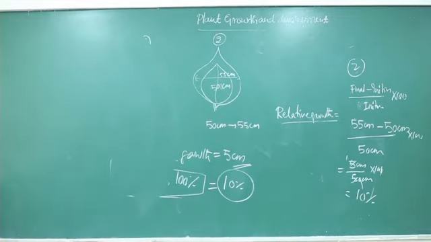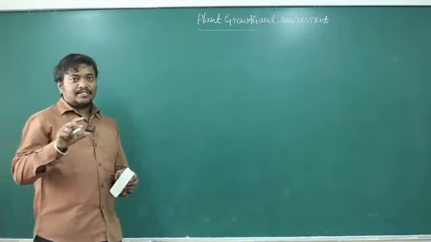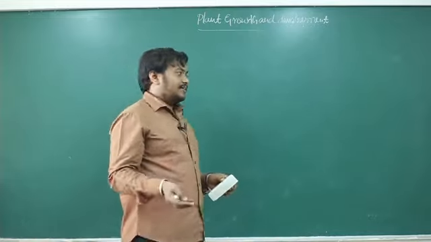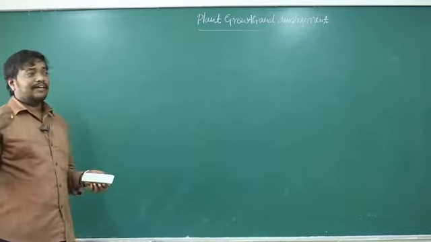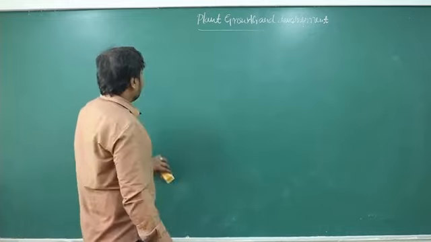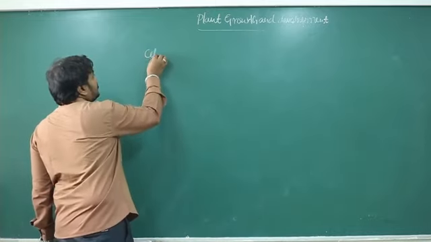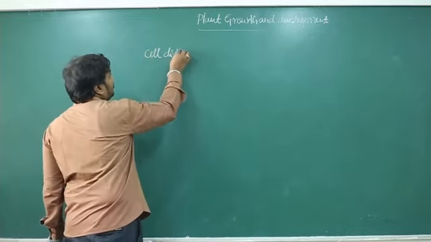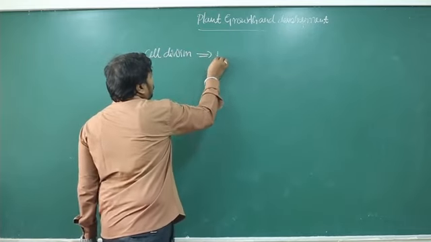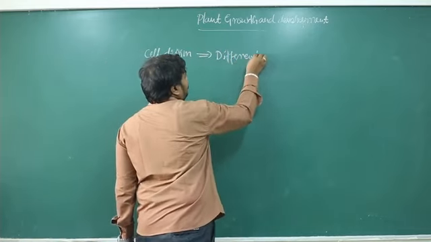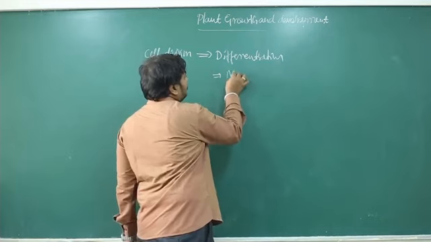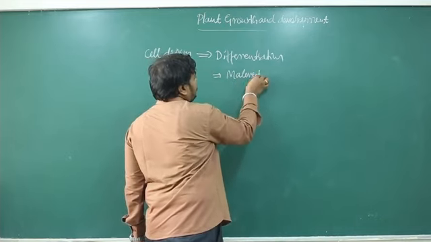Okay, so after a cell division, some cells undergo differentiation and some cells retain the ability to divide and continuously divide. So how the cell gets differentiated, how it regains the ability to divide, those processes are called cell division and differentiation. Cell division, then it undergoes differentiation. So what is that process called? Differentiation. Differentiation, in simple words, is nothing but maturation. The cell is going to be matured.